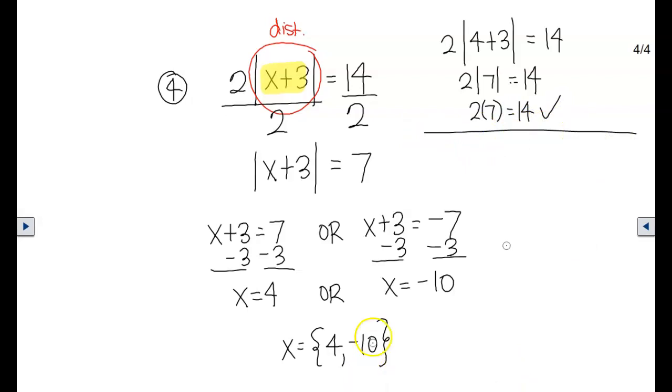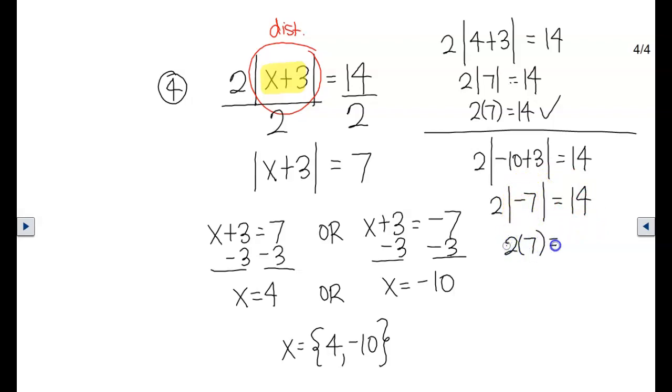And then we can take this negative 10 and also plug it in right here. So that'll be 2 times the absolute value of negative 10 plus 3 is equal to 14. We'll do the group first. Negative 10 plus 3 is negative 7. The absolute value of negative 7 is 7. So we wind up with 2 times 7 equals 14. That checks out as well.